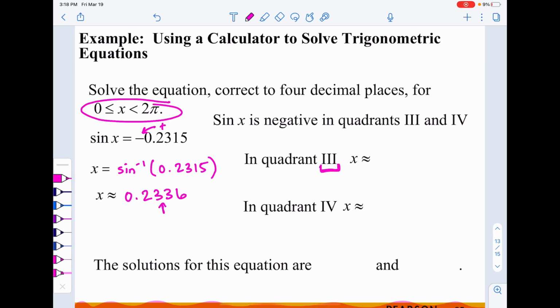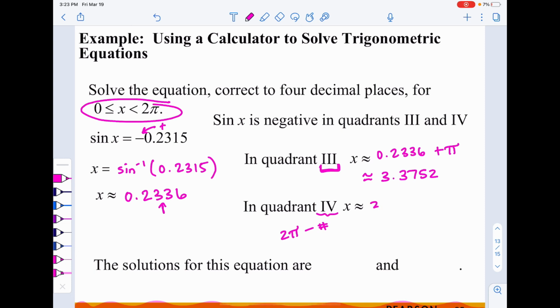Quadrant 3 means we need to take this value, 0.2336, and add pi to get to that third quadrant. That's going to give us approximately 3.3752. And then in quadrant 4, this is going to be a little bit different. In quadrant 4, we can't really just add an increment of pi. What we're going to do this time is take 2 pi, that full circle, and then subtract the number that we have. And that's going to give us that x value.